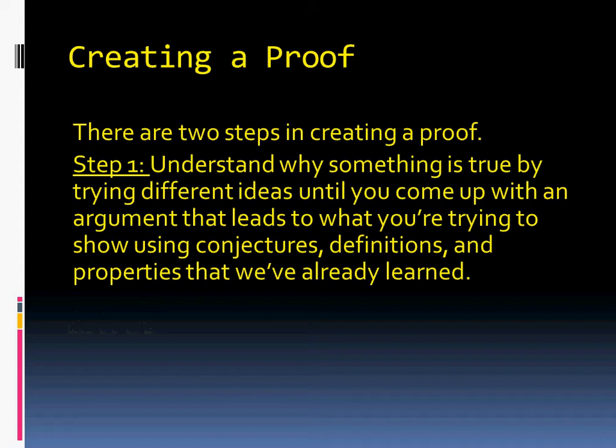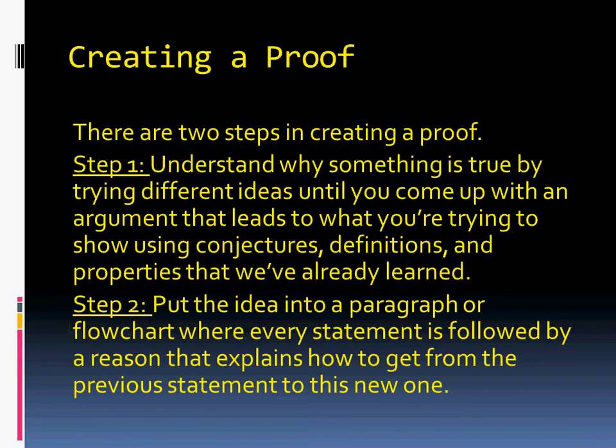Maybe you don't even use everything you found, but you're exploring until you put the pieces together and realize, if I have these three congruent pieces, then I can use the triangle conjecture, then I can use CPCTC to say that this particular part is congruent. So that's what step two is. After you've played with it, found everything you can about the picture, and used all the properties and conjectures that we have, you put that idea into a paragraph or a flowchart where every statement is followed by a reason, and it explains how to get from the previous statement to the new one.